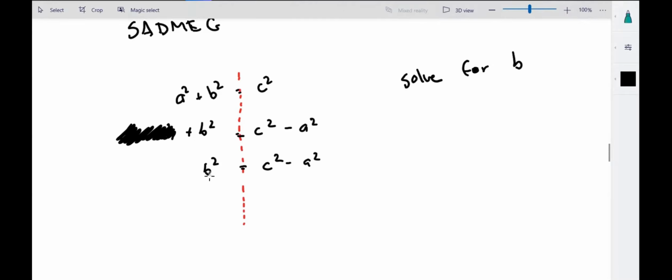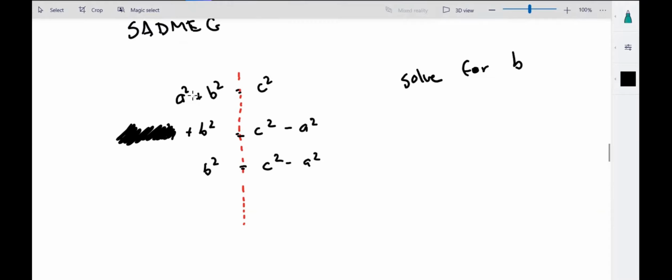I'm doing pretty good. But b is not completely isolated because I got that pesky exponent right there. So just to go back to SADMEG, just to verify: any subtraction or addition, no. Any multiplication or division, no. Exponents come up next, and yes, I do have one. Now, we've been doing the opposites. You always do the opposites. Like if you have addition that you have to undo, you use subtraction. If you have division you have to undo, you do multiplication.